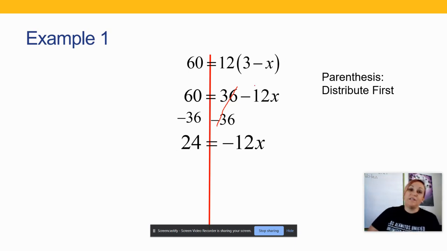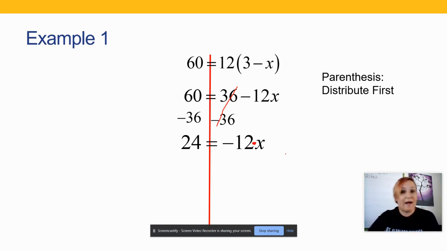Also notice that I did carry this minus sign down with the 12 because I said the subtraction sign was attached to the 12. So it's a negative 12 down here. And I'm now ready to move my 12. My 12 that is right next to my X, it's being multiplied. And so to get rid of it, I'm going to do the inverse of multiplication, which is division.